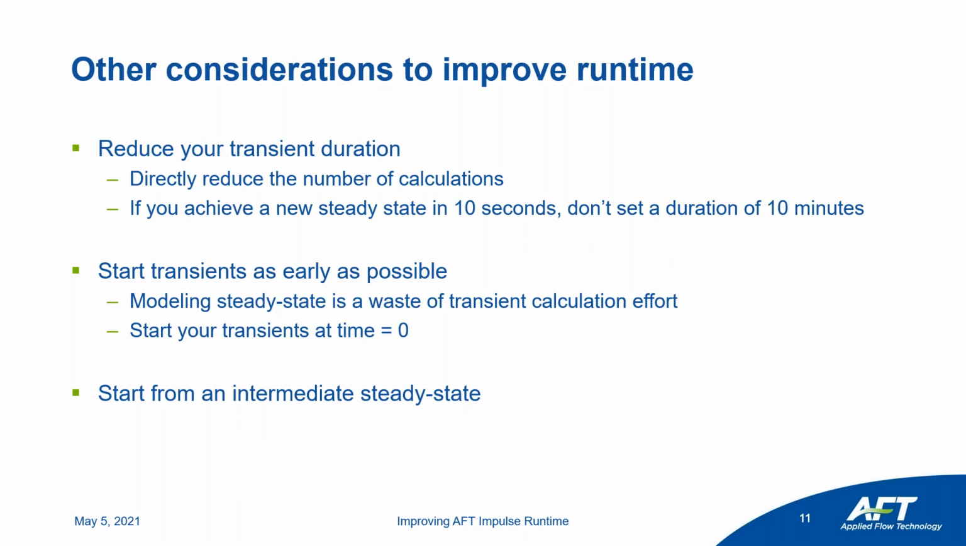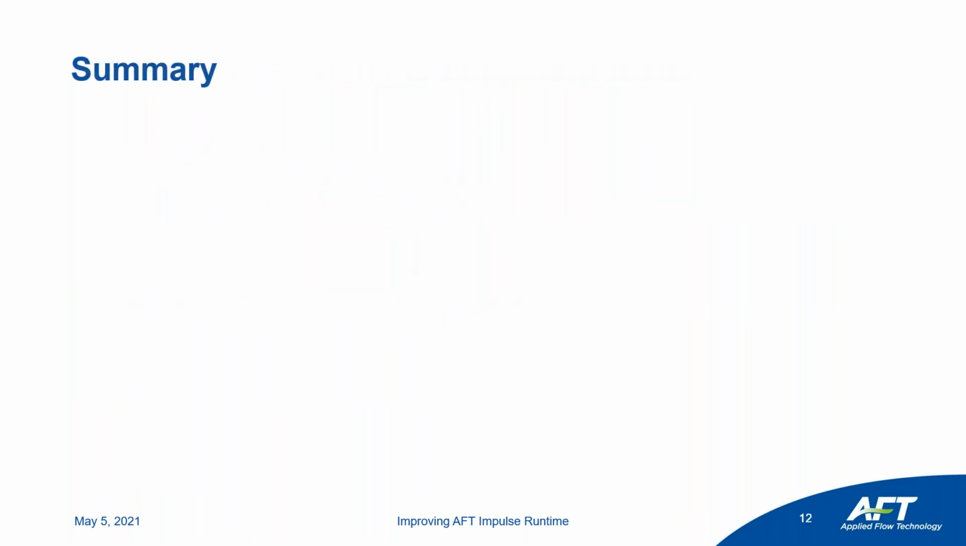These are all things that don't change your model inherently. They're not changing your sectioning or anything like that. But just by rearranging it and understanding what the solver is doing, you can find some runtime efficiencies by minimizing the number of calculations that you have to do. It's a lot to take in, I realize, but let's take a look at a summary of what we've learned here today.